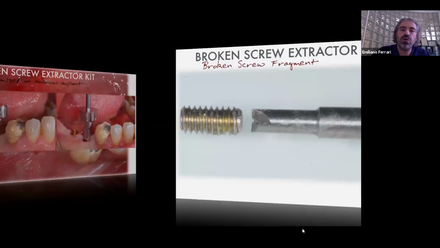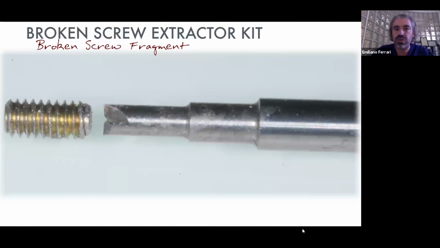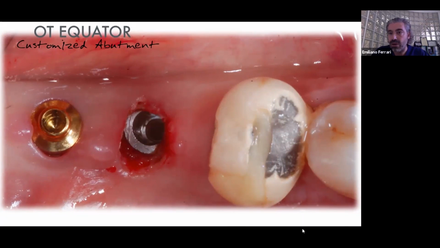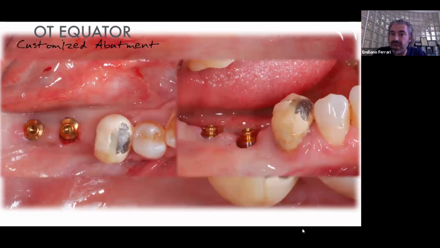This is how the extractor kit works, and this is the broken screw fragment outside of the implant. So this is our implant, free from the fragment and ready to be coupled with our abutment. So in this case, this Equator.